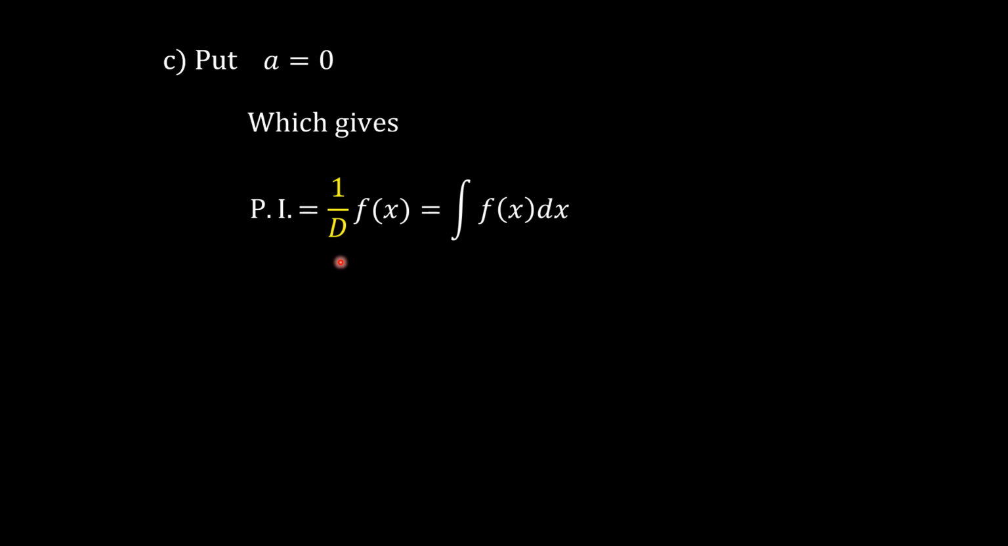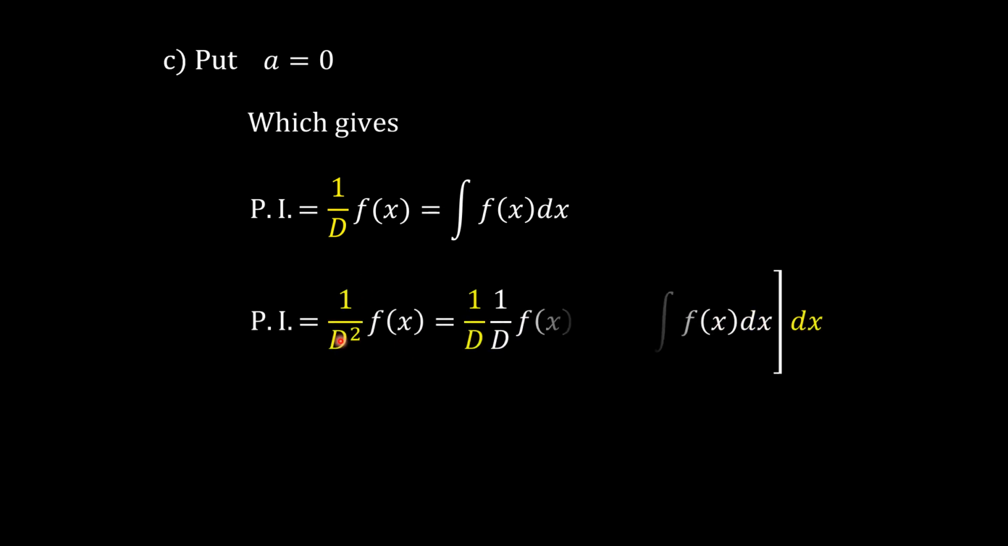Now in the previous case, put a equal to 0. Any one of the two previous cases, put a equal to 0. So that will give us the particular integral equal to 1 upon D into f of x, which is equal to, when we replace a by 0, e raised to 0 is 1, integration of e raised to 0 is 1, f of x dx. So this 1 upon D is nothing but the antiderivative operator, that is integration. So 1 upon D of f of x is equal to integration f of x dx.